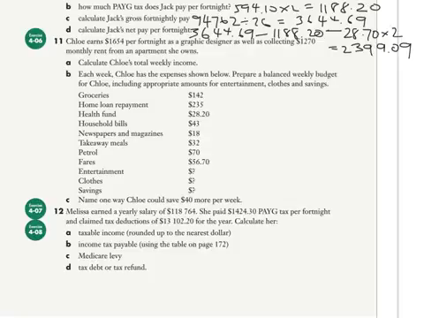Okay, Chloe's total weekly income. Alright, she gets $16.54 per fortnight, so we need to divide that by 2, plus $12.70 per month. Sorry, I'll go back. It's monthly, so we need to times that by 12 to get into a year, and then divide by 52.